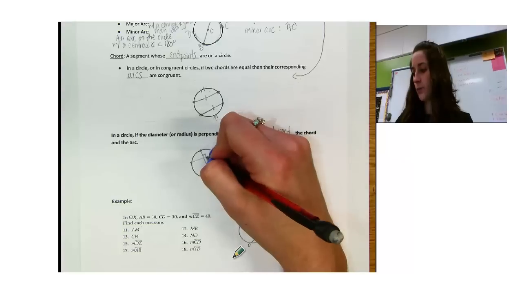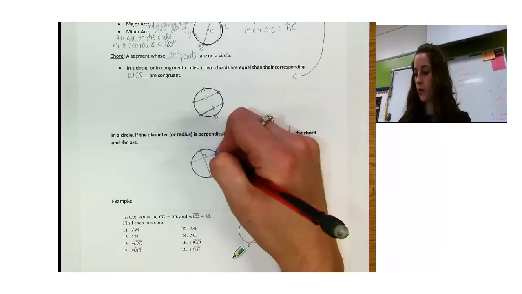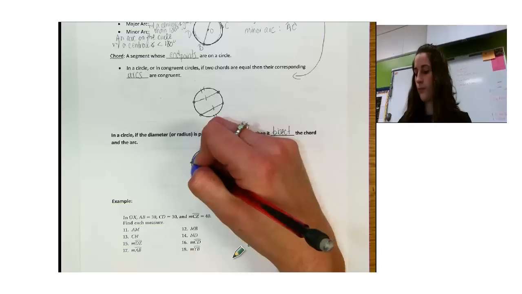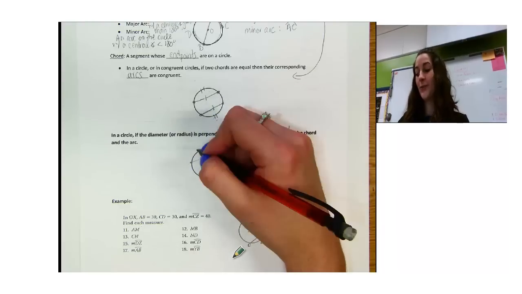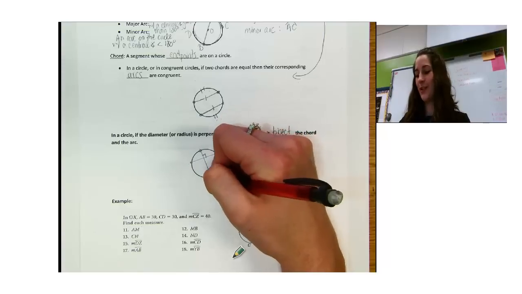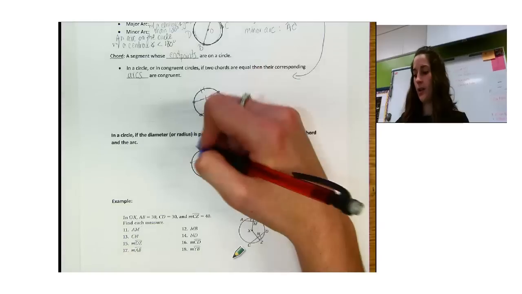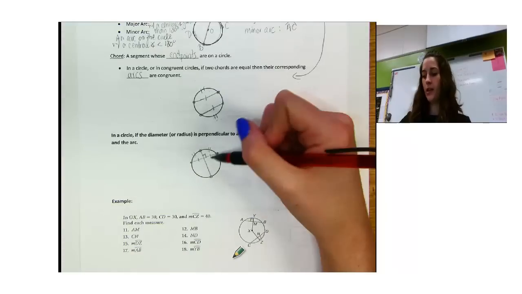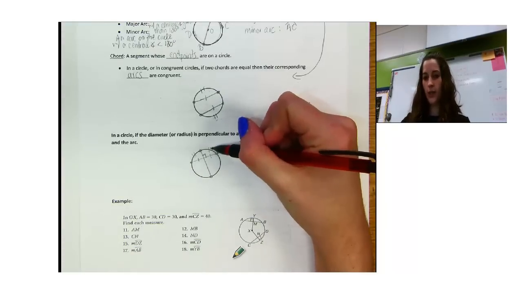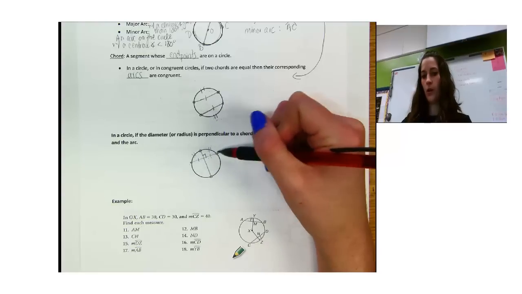And that's perpendicular. So we know that since the diameter is perpendicular to the chord, it's going to bisect our chord, and it's also going to bisect the arc. Again, this piece is not equal to this piece. These two arcs are going to be congruent, and these two pieces of the chord are going to be congruent.